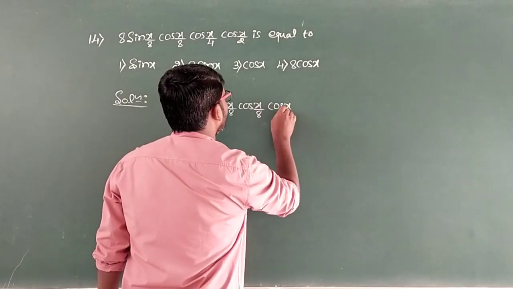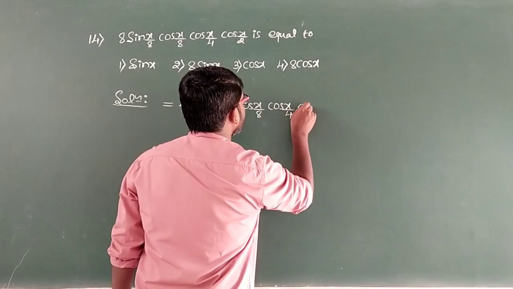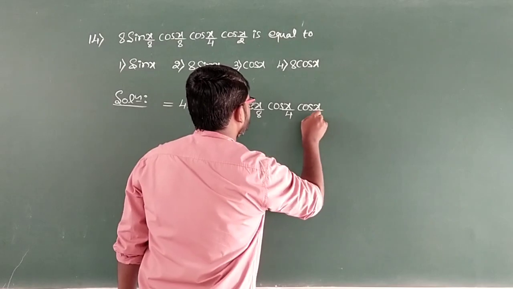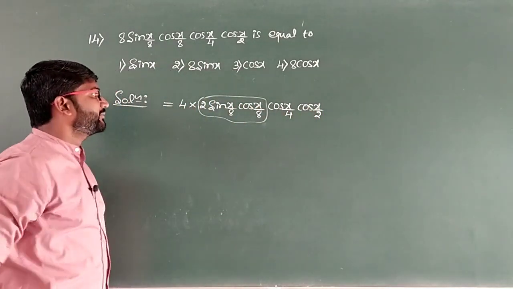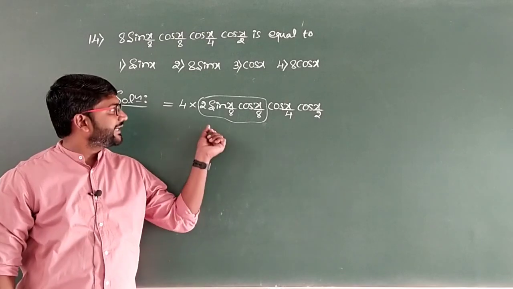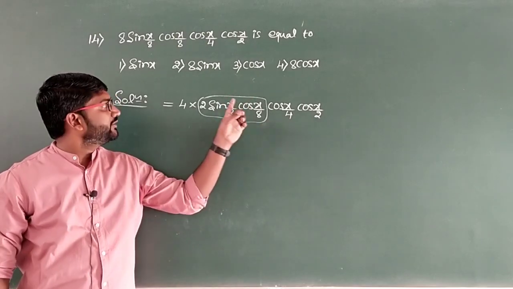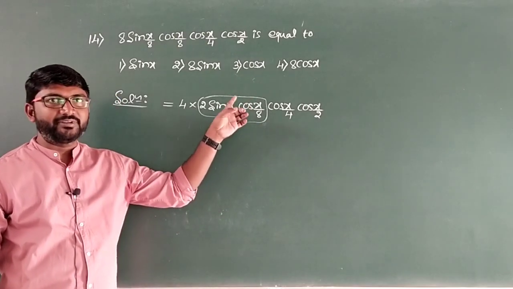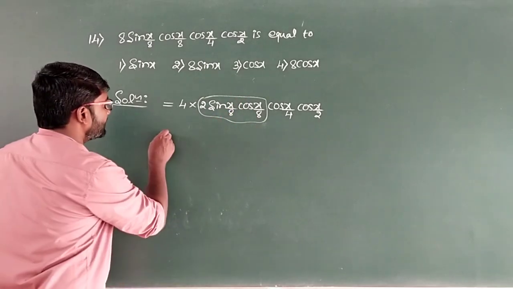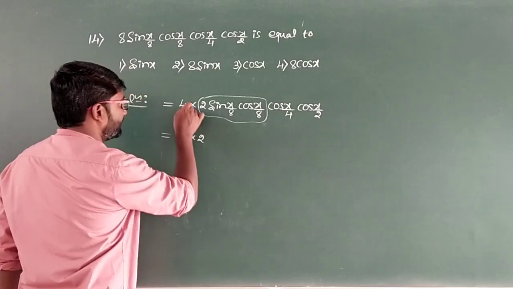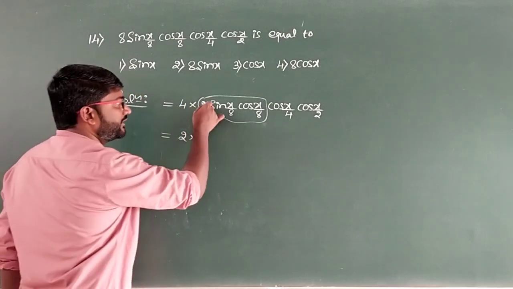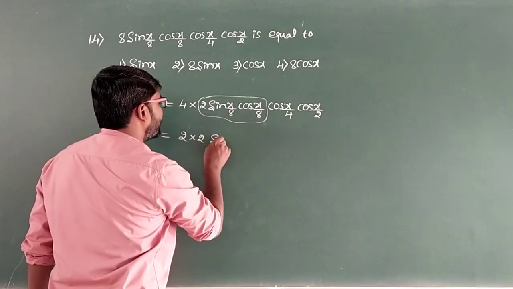Cos x by 4 into cos x by 2. So what is this now? It is in the form of 2 sin theta cos theta, which can be written as sin 2 theta. 2 ones are 2, 2 fours are 8, so overall we get sin x by 4. Here again 4 can be written as 2 into 2. This will give us sin x by 4.